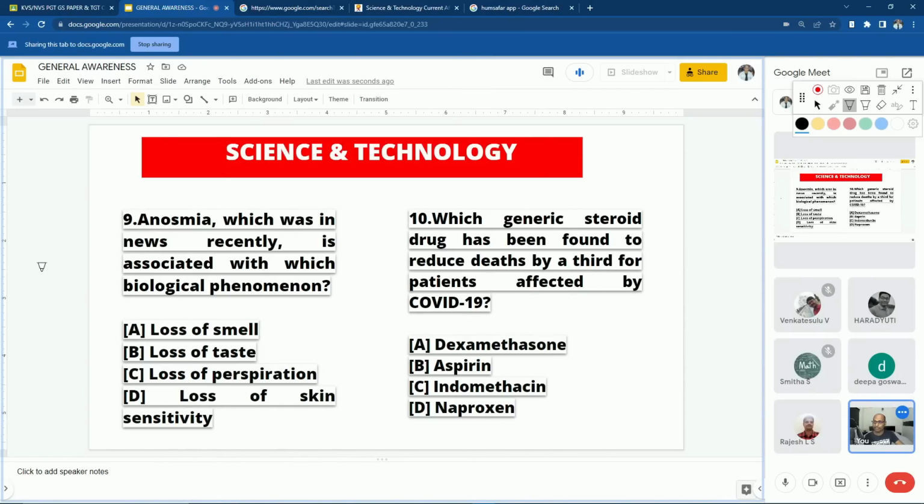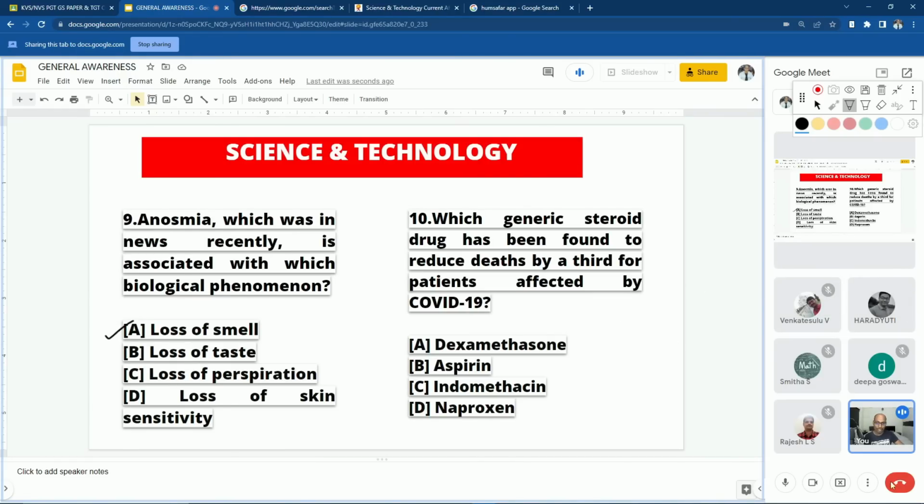Deepa ma'am. Anosmia, which was in news recently, is associated with which biological phenomenon? Loss of smell, loss of taste, loss of perspiration, loss of skin sensitivity. Which one? COVID, no? Coronavirus related. Loss of smell. Most of us got affected by COVID, the entire family. But there was no loss of smell for us, though some people may have lost even the sensation of smell.